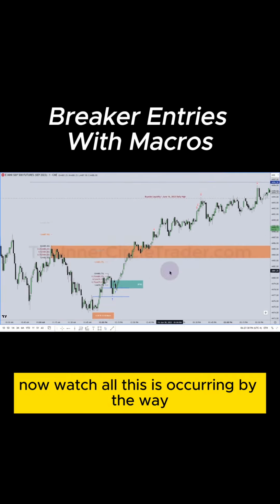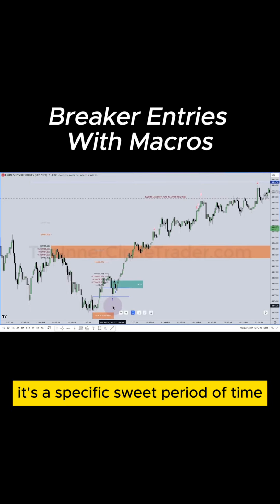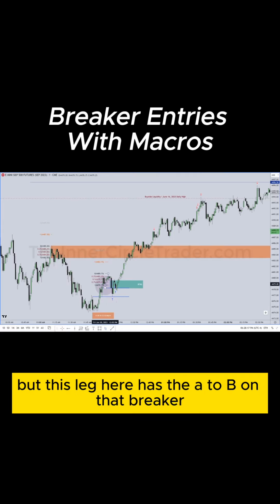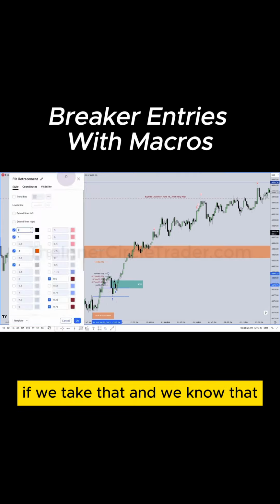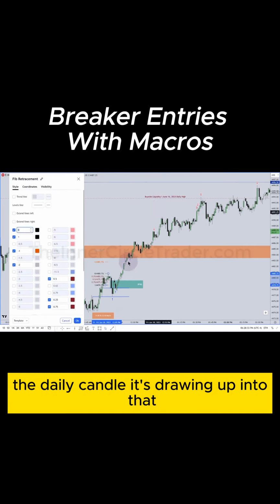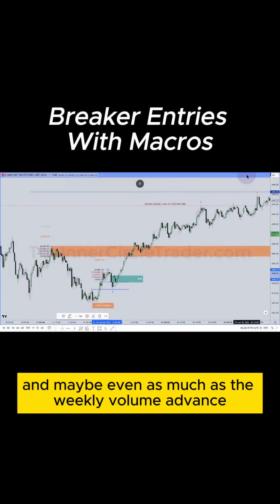All of this is occurring, by the way, in the 1150 to 1210 macro. Okay, it's a specific sweep period of time where the algorithm will start spooling, reaching for liquidity. But this leg here, that's the A to B on that breaker. If we take that, and we know that that buy side liquidity is on June 16th, 2023 high, the daily candle, it's drawing up into that, and maybe even as much as the weekly volume imbalance.